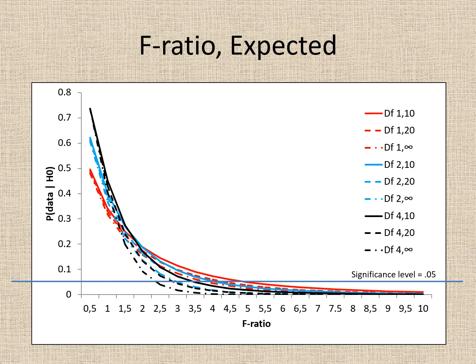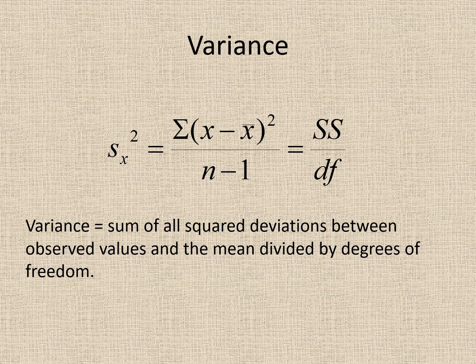Okay, variance. The formula for variance looks like this. You take deviations between individual values and the sample mean, you square that difference, you take the sum over all individuals, and you divide by degrees of freedom. That gives you the variance. The numerator is called sum of squares, the sum of squared differences between individual values and the sample mean. And this is called degrees of freedom. So variance is the same thing as sum of squares divided by degrees of freedom.